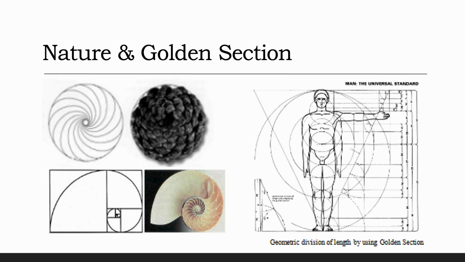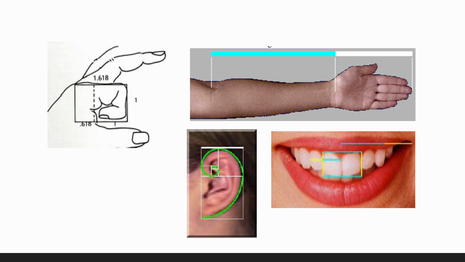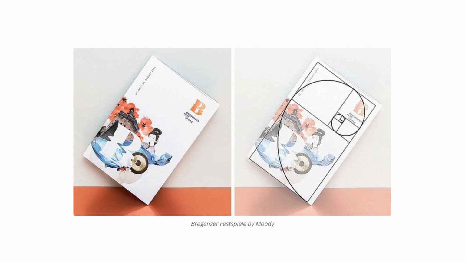The human body grows in the same way. The arm related to the hand, related to the finger, the teeth related to the other teeth and the lips, as well as the way the ear is formed. This is the golden section. This can be used in designing graphics as well.